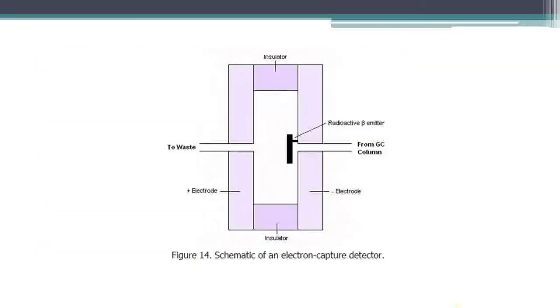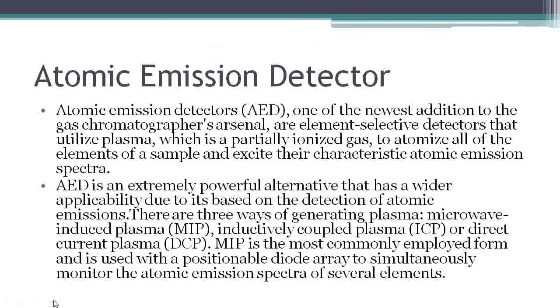So let's go to the next slide. There is a column from GC, right? And from GC we have the introduction of sample, and there is a radioactive emitter. So this supplies electrons. When it supplies electrons, what happens? It absorbs electrons, there is a reduction in current, and this goes to the waste. So this is the simple diagram.